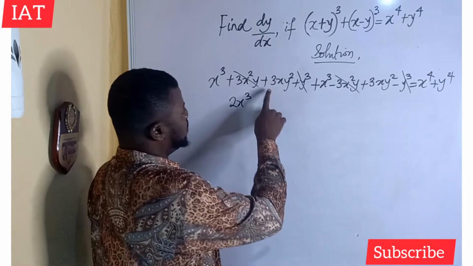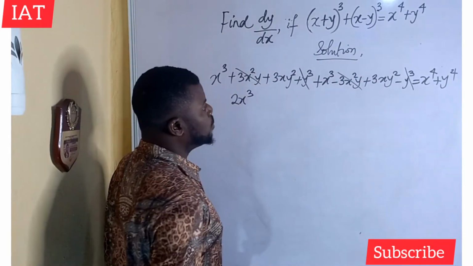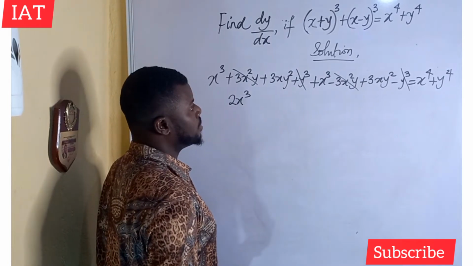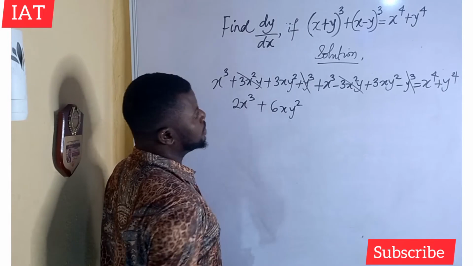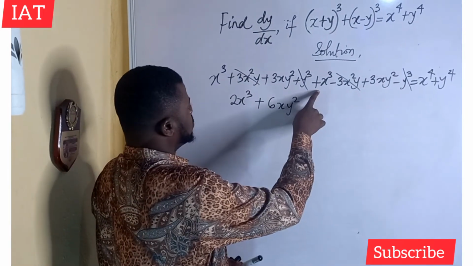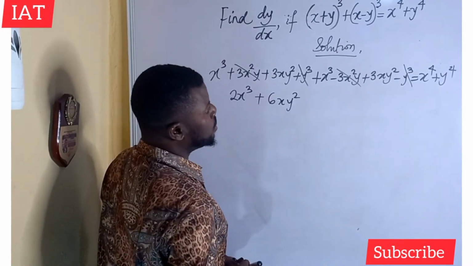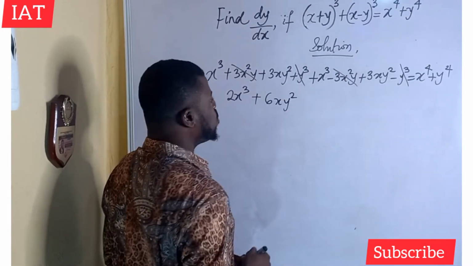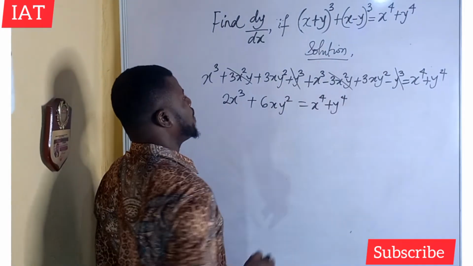All right. What do we have left? This plus this. They are the same term. They look alike. By like terms, we're going to add them up to be 6xy squared, plus, okay, we've added this already to give us this. So what is left? Nothing. Equal to x to the power of 4 plus y to the power of 4.